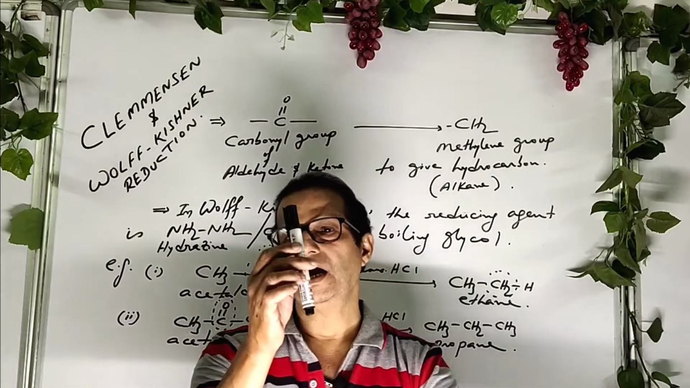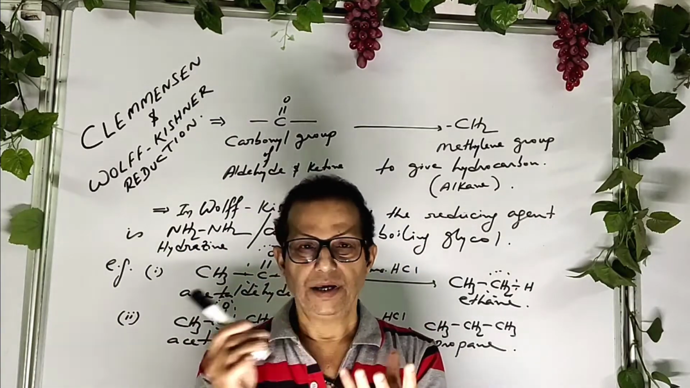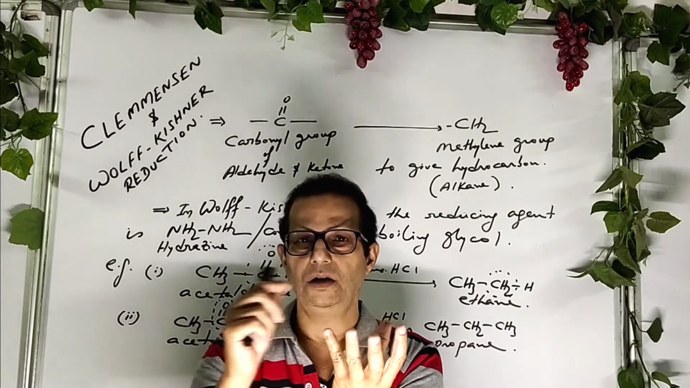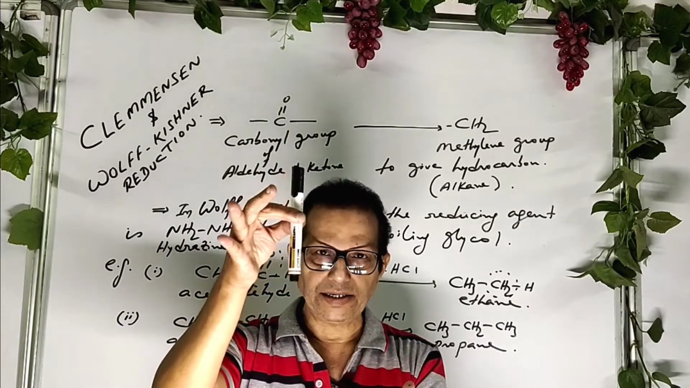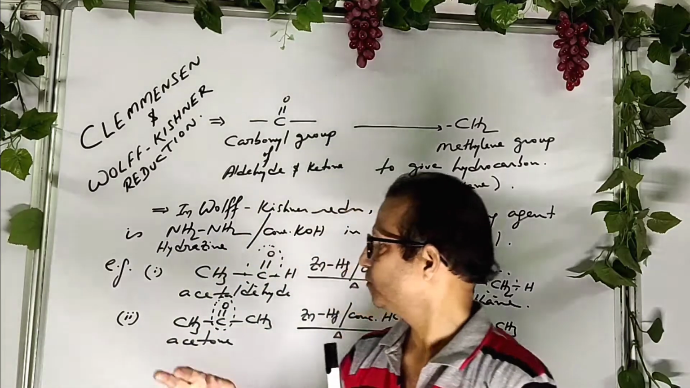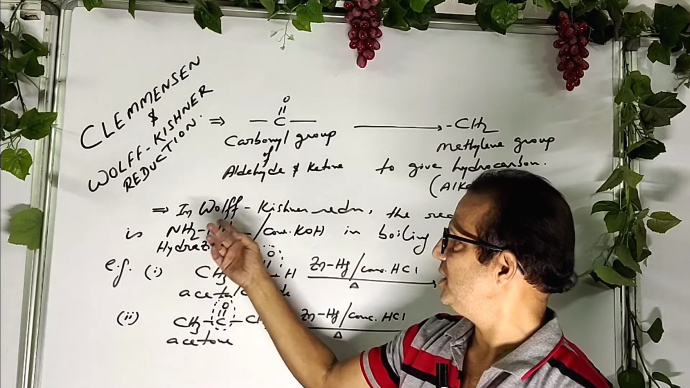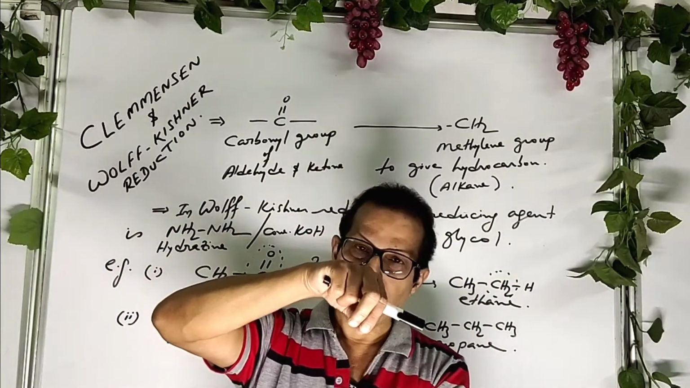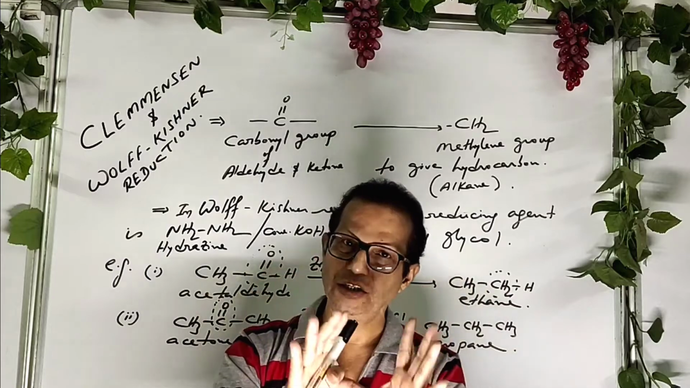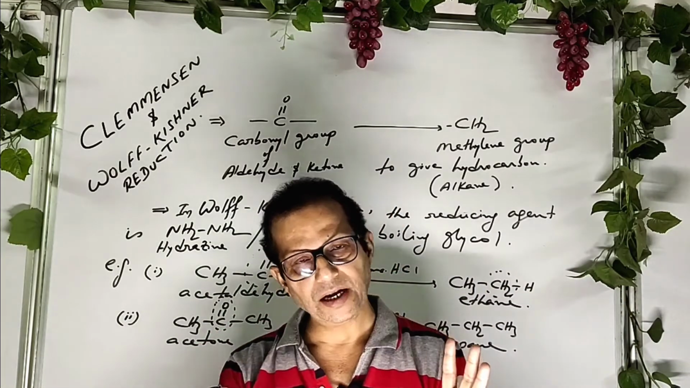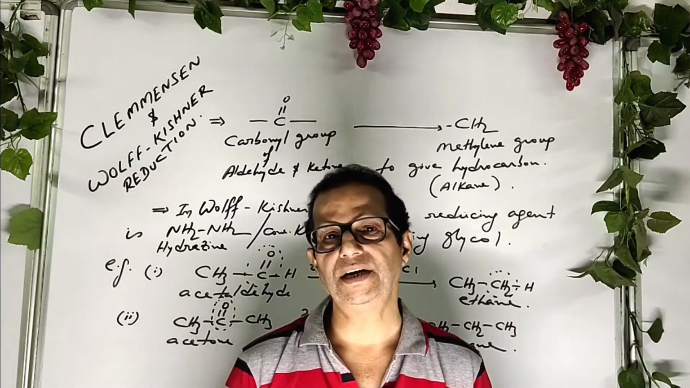Take a beaker. Take some amount of glycol. Take a test tube. In the test tube, put hydrazine, potassium hydroxide and boiling. Then if you add acetaldehyde or acetone, you will get ethane and propane, similar to that of Clemmensen reduction.